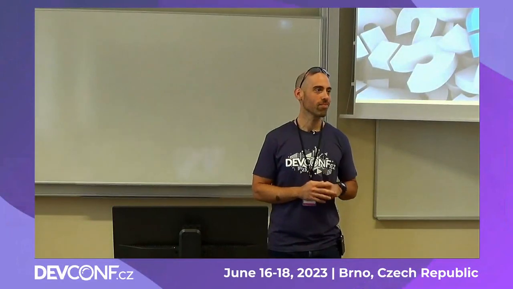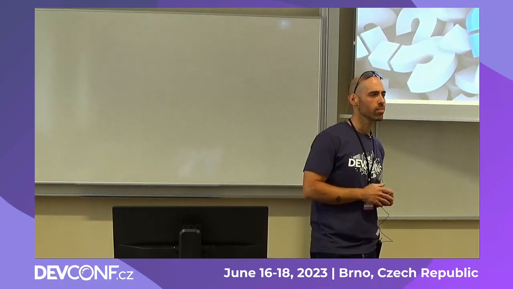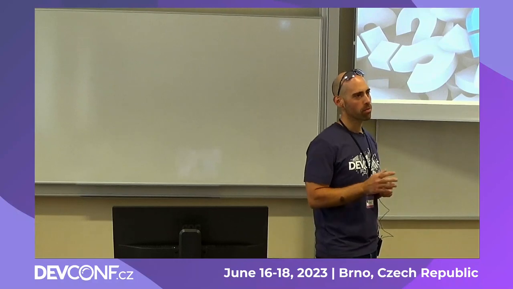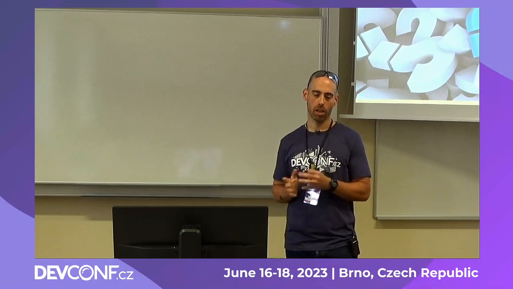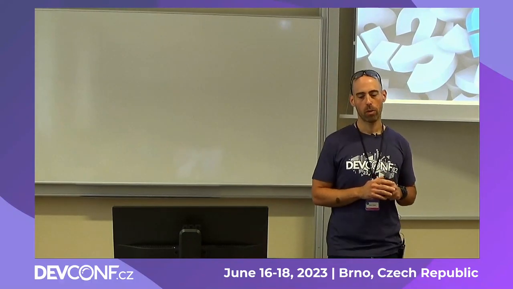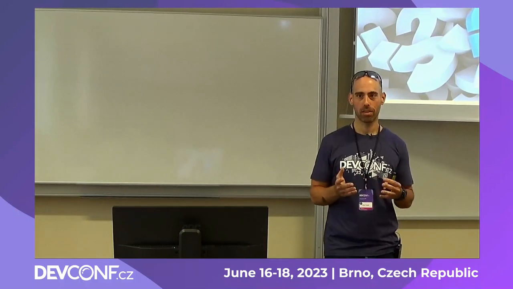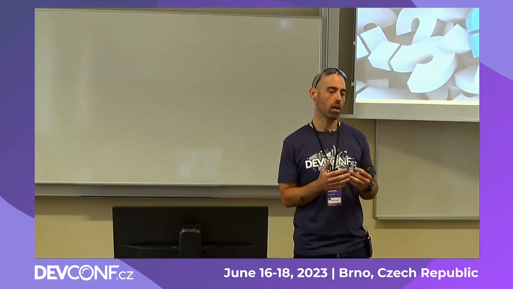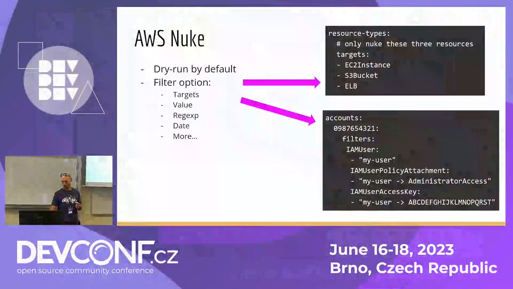Okay, so you mentioned the filters. Do you have some experience with filtering according to text? So the question was, there are all sorts of filtering options in AWS Nuke, and whether there's an option to filter by text. So there is an option to filter by value, for example, and in this case, this is a filter that is filtering out my user. So it's basically a text filter.